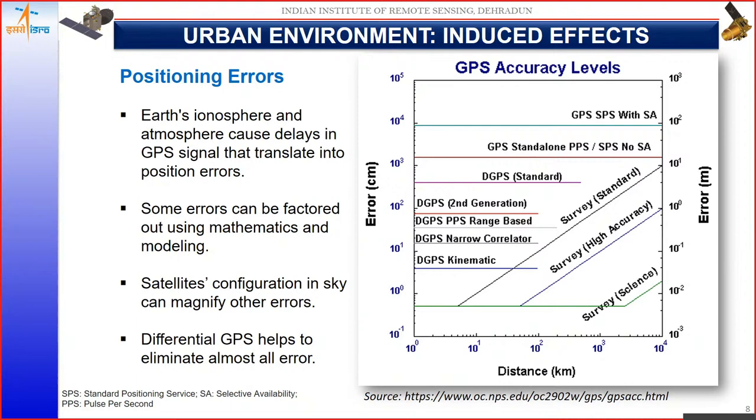But at the same time, one has to be cautious while working in the urban areas, because basically the GNSS signal, when it is captured by the instrument, and the linkage with the satellites in the orbit is maintained, the signals pass through the atmosphere, which causes a delay in the GPS signals. Okay, so this delay translates into position error.